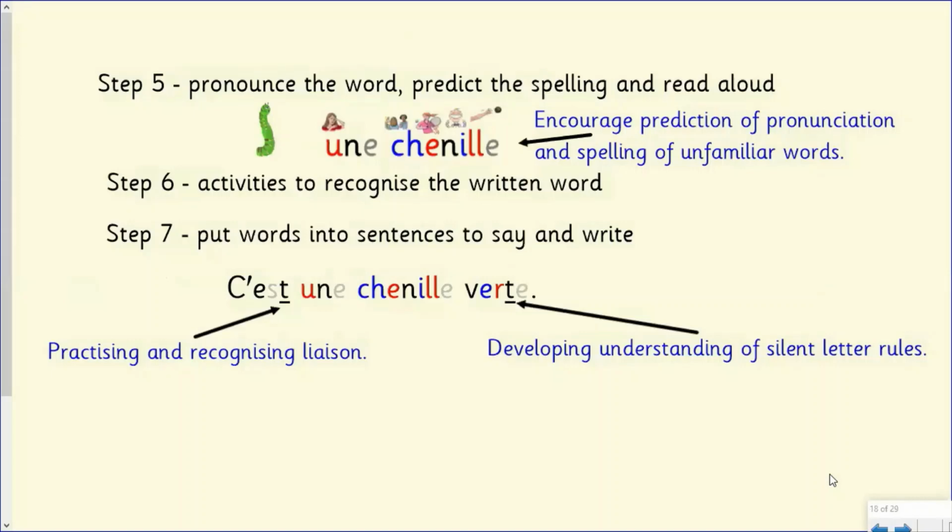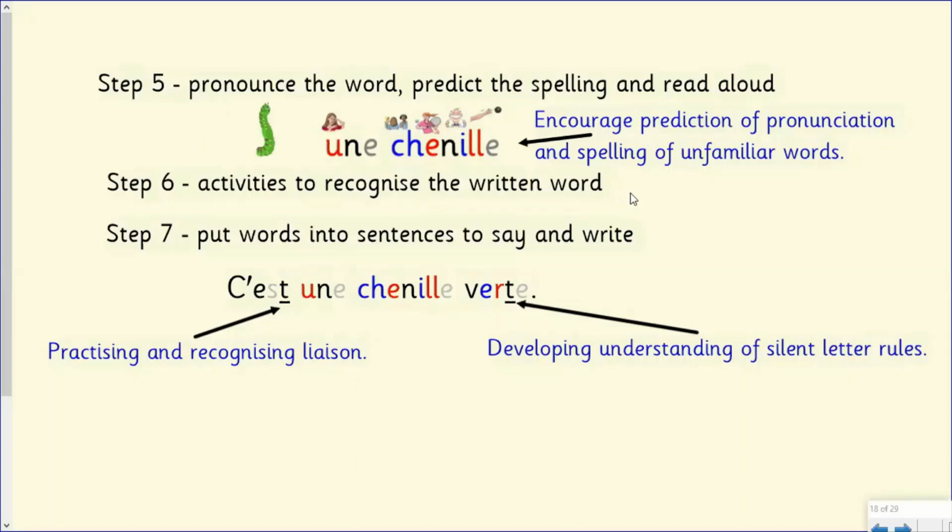So if I was introducing some new vocabulary in Year 5, I would start now at step 5 in that 7-step process. So I would be showing them the whole word written down with the images above to support them with how to pronounce them. So here is the word for a caterpillar. So hopefully they would see that and be able to go une chenille, une chenille.